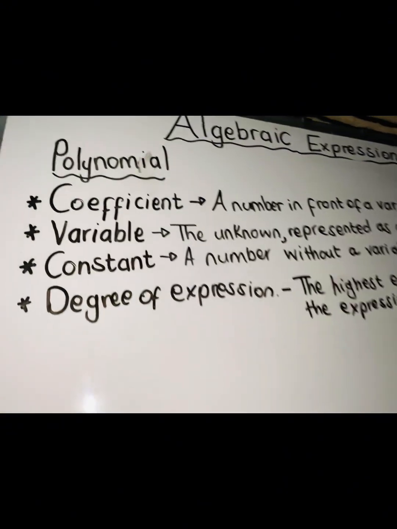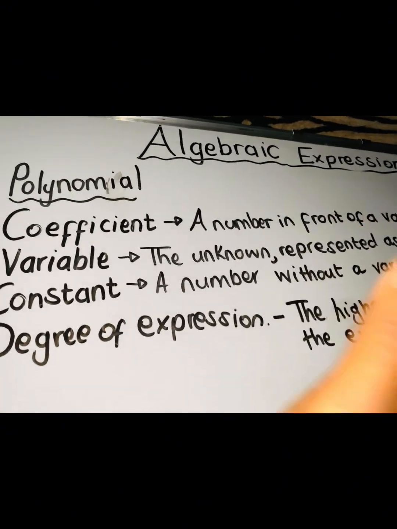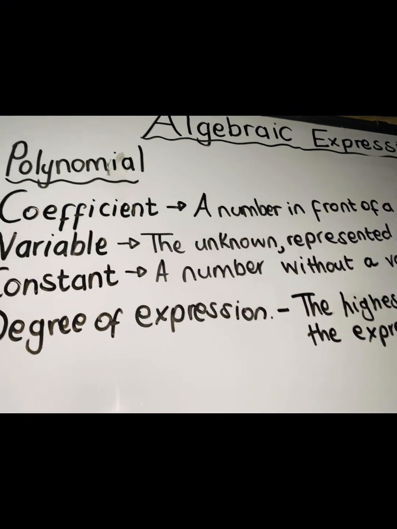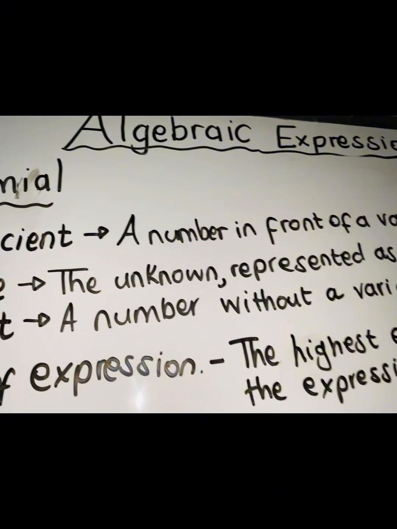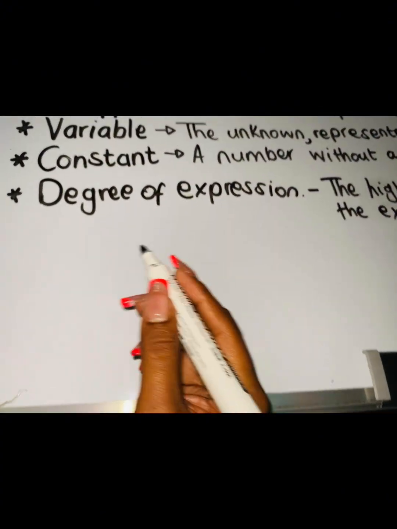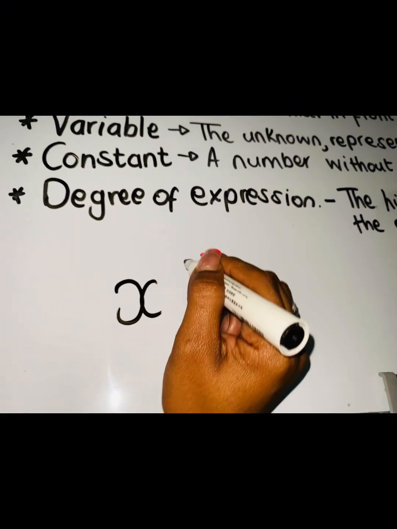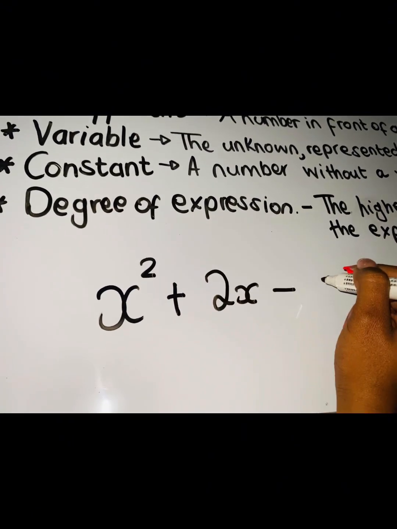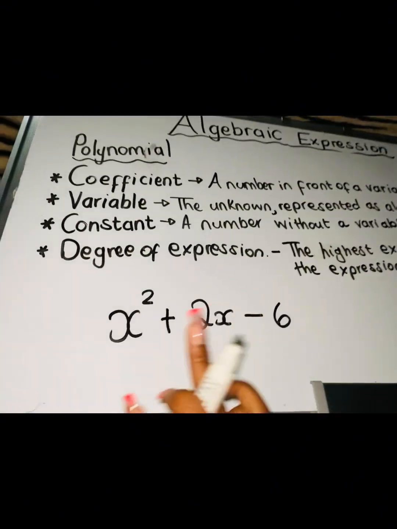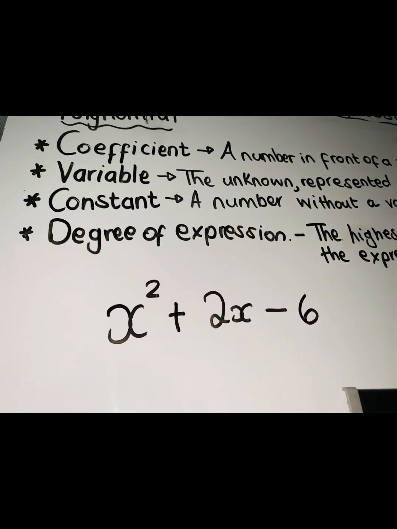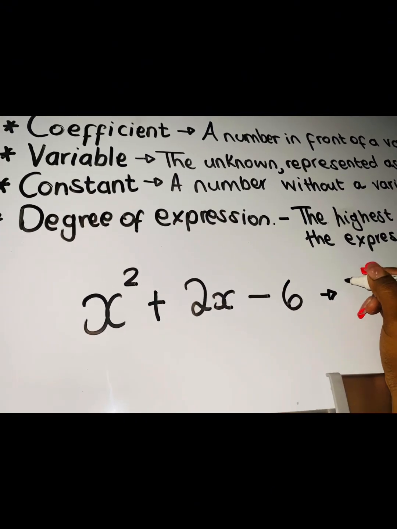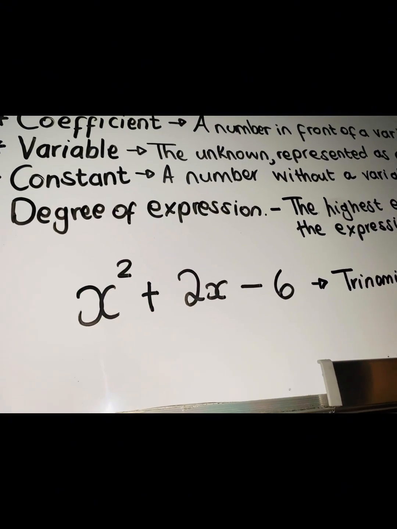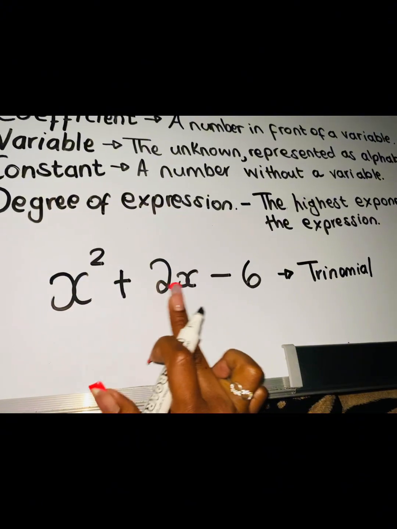All right, so these are the notes. I already wrote it down. I didn't want to write everything. So we have a coefficient, variable, constant, and the degree of the expression. So a coefficient is a number in front of a variable, right? For example, let me write this down. This is an expression, 2x minus 6. For example, this is an expression. And the type of expression, or a type of polynomial, is a trinomial because it has three terms.